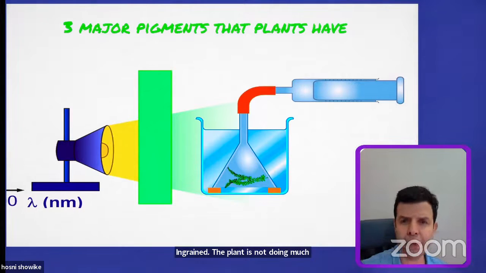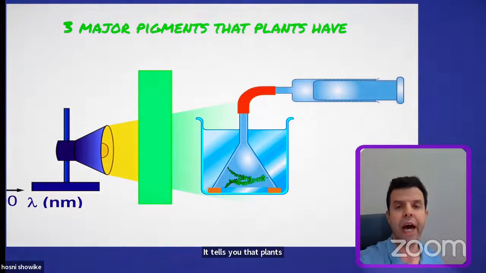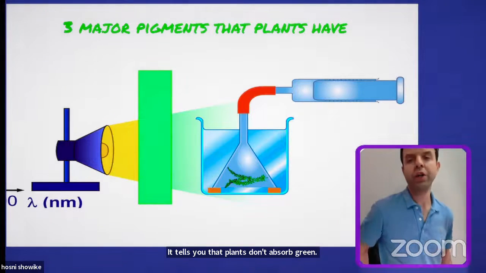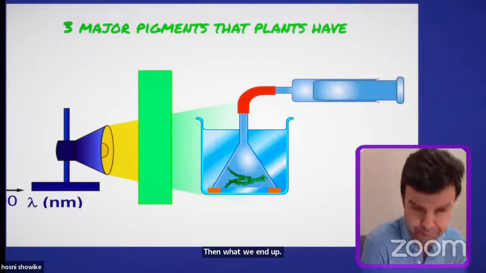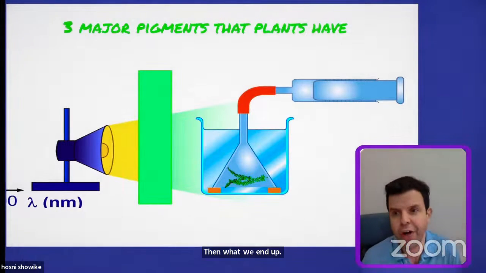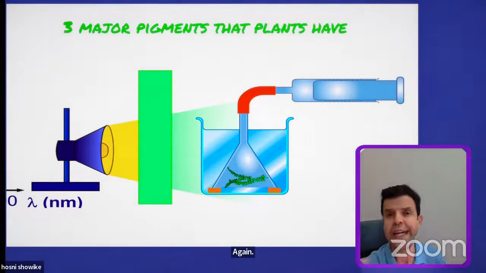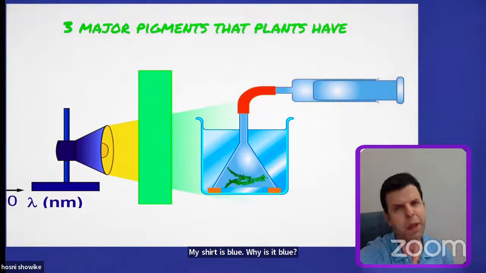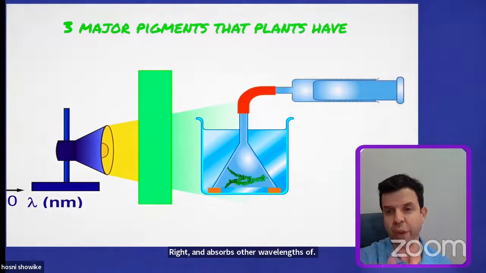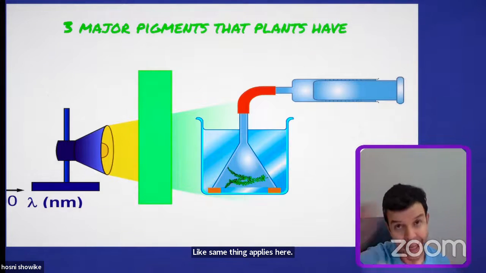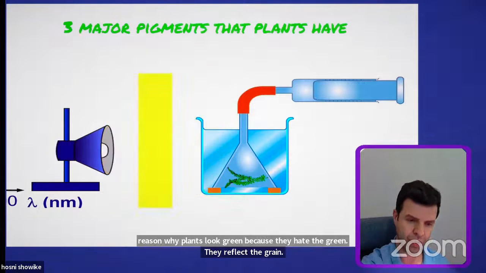What does that tell you about green? It tells you that plants don't absorb green. And if you don't absorb a color, then you'll end up reflecting the color. Again, my shirt is blue. Why is it blue? It reflects blue, right? And absorbs other wavelengths of light. Same thing applies here. The reason why plants look green is because they hate the green. They reflect the green and they absorb other wavelengths of light.